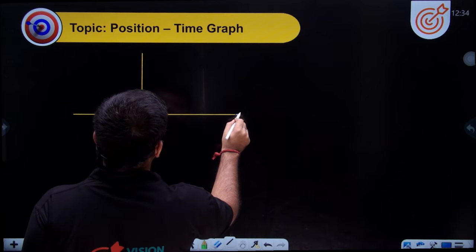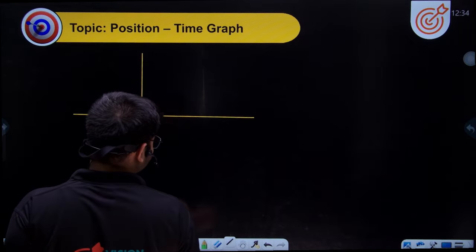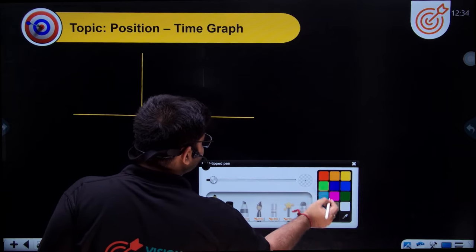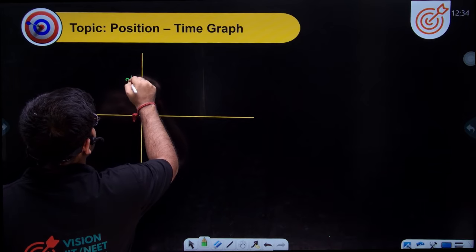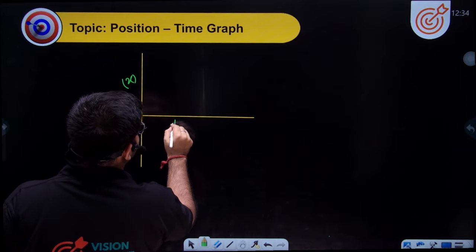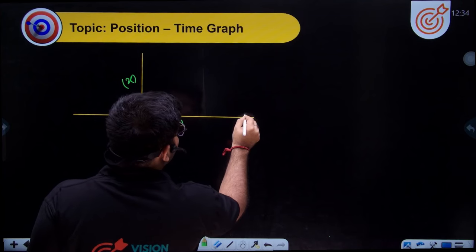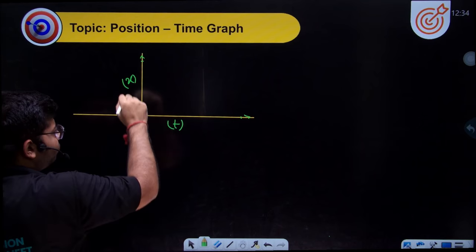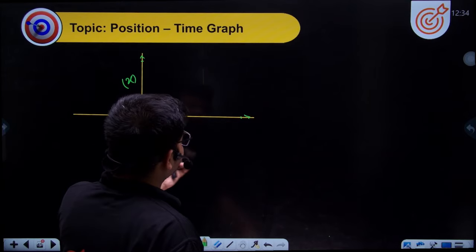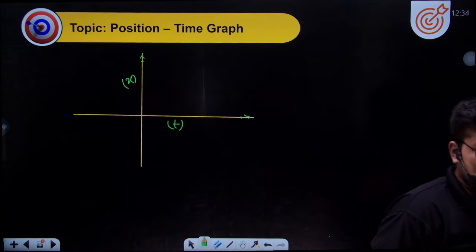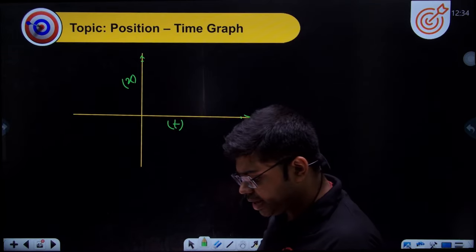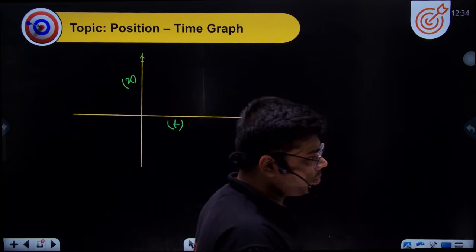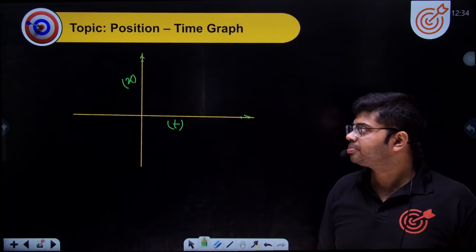So if I plot the position time graph something like this, this is my position x and this is the time t. Along the y axis I have put the position which is x, and along the x axis I have put the time. Now if I say that a body is stationary, that is the body is not moving, then how should my position time graph be from here?